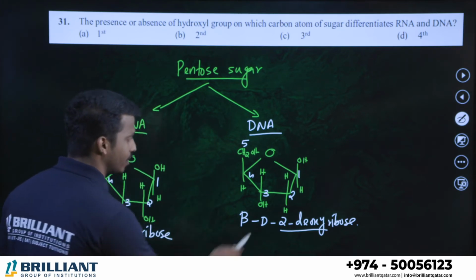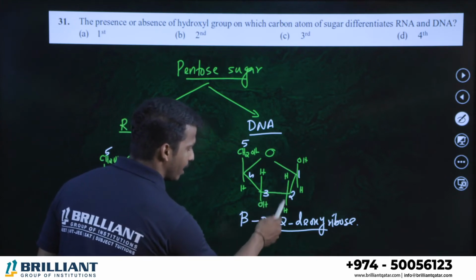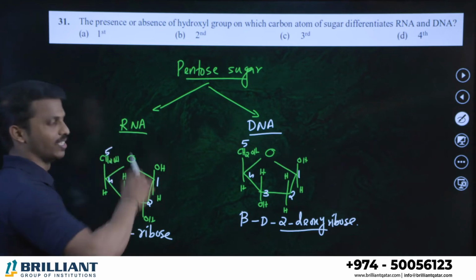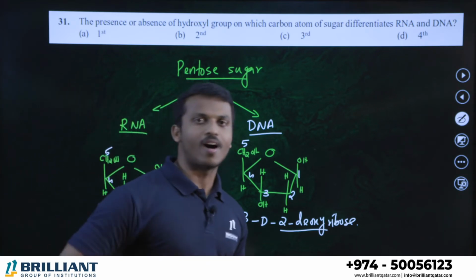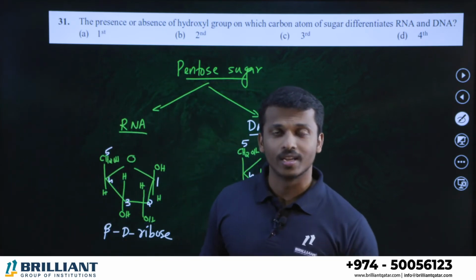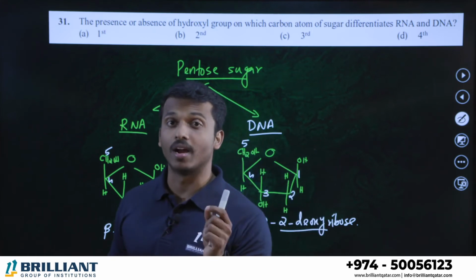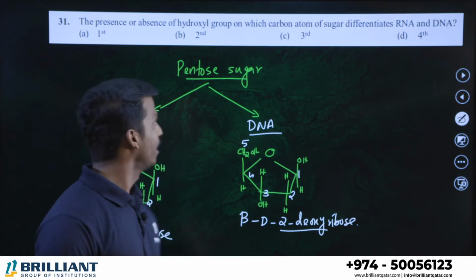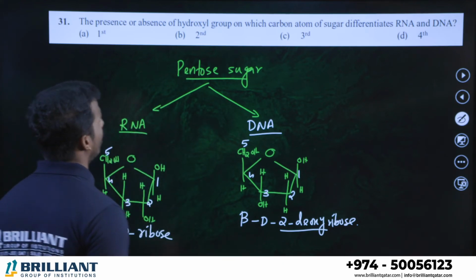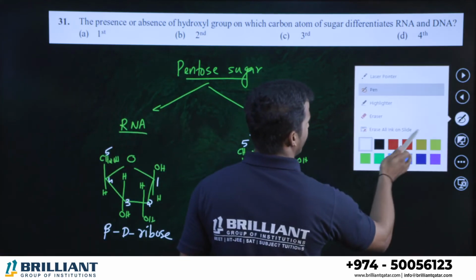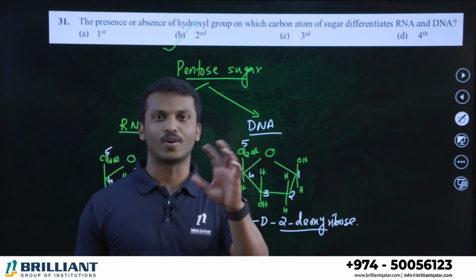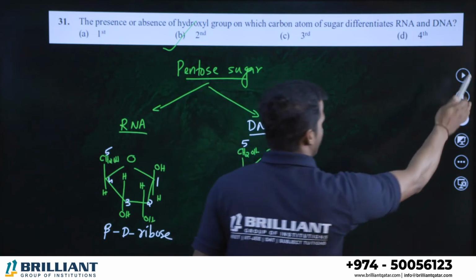Can you identify? This is the second carbon, right? Can you see any oxygen here? No. In the second carbon here, can you observe? Yes, oxygen is there. So the pentose sugar in RNA is beta D ribose. In DNA, it is beta D 2-deoxyribose. At the second position, there is no oxygen in DNA. In which position is the hydroxyl group absent? That is in the second position only. The configurations are different, or the species are different.